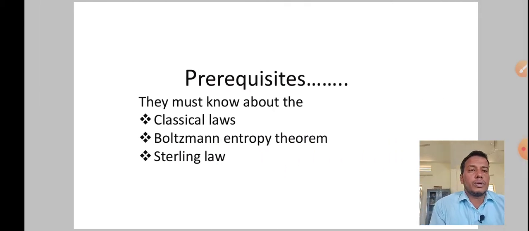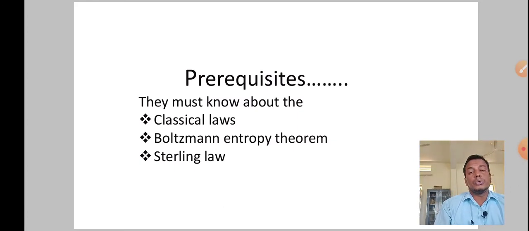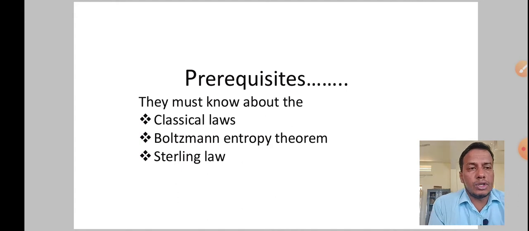Before this, we must know the classical law. Classical law is Newtonian physics, which applies to the Maxwell-Boltzmann law. Free electrons obey classical physics. Another one is the Boltzmann entropy theorem. Entropy is the disorder in the system. Boltzmann's S equals K log P, where P is the probability.